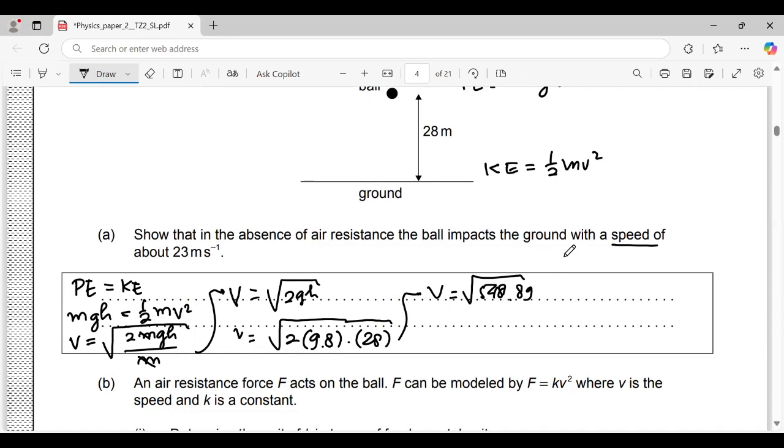I have checked on my calculator, and the result is 23.42, or rounded to 23. And the unit is meter per second.